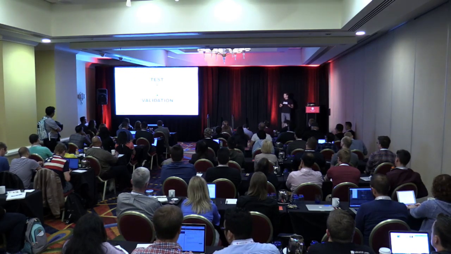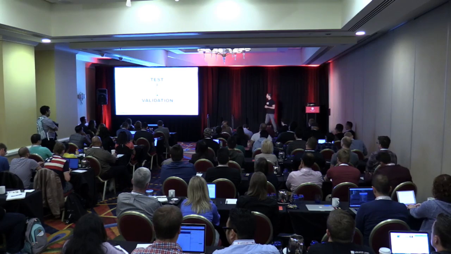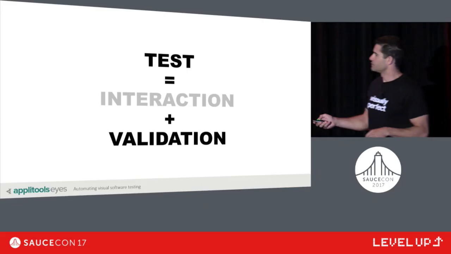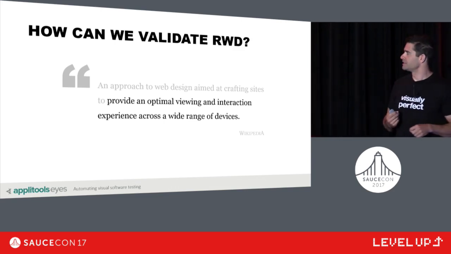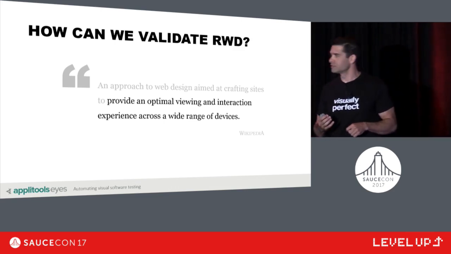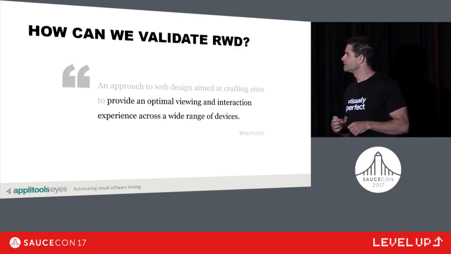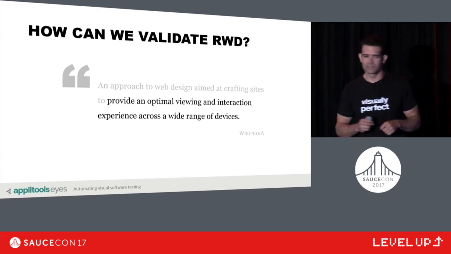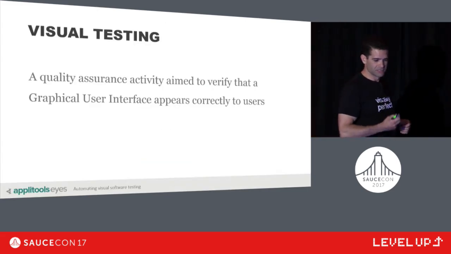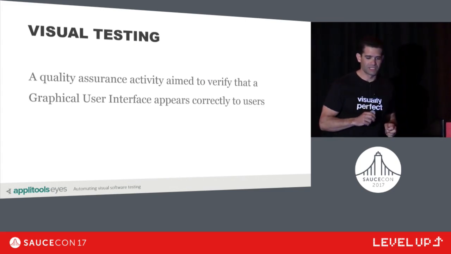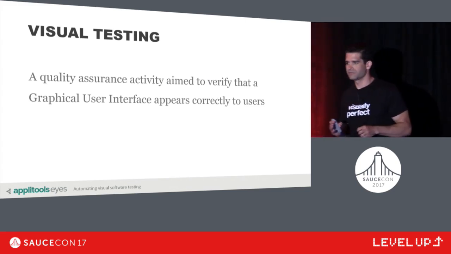Okay, so now that we know how to write beautiful generic interaction code, it's time to talk about validations. But how can we actually validate responsive web design? How can we make sure that our application does provide an optimal viewing and interaction experience across a wide range of devices? And the answer is visual testing, which is exactly aimed to verify that the UI appears correctly to the end user.